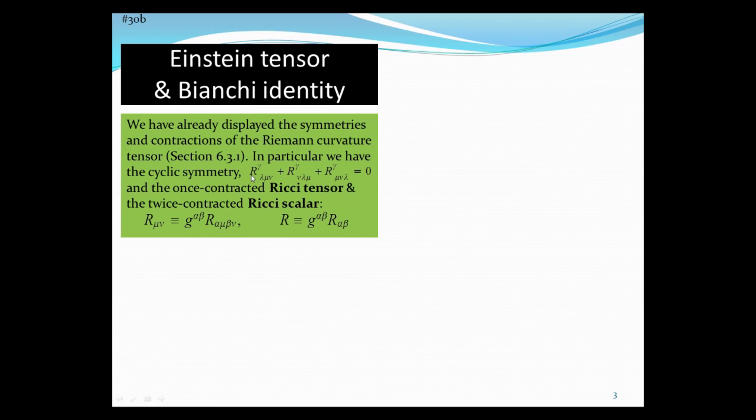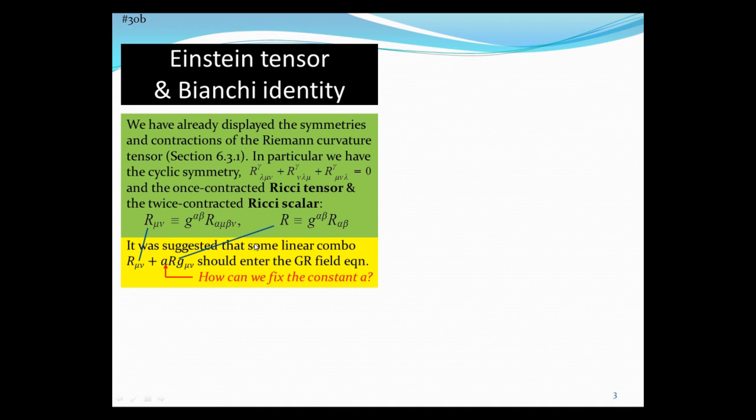And also we talked about contraction of the Riemann tensor to the Ricci tensor and Ricci scalar. The Riemann tensor you contract once on the first and third index, and the Ricci scalar by contracting the Ricci tensor. I would suggest that some linear combination of the Ricci tensor and the Ricci scalar times the metric tensor would form the correct geometric side of the GR field equation. But any linear combination will do. So the question is, how do we fix the constant A?